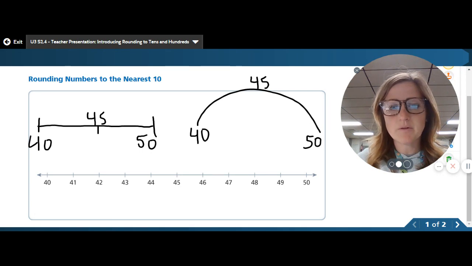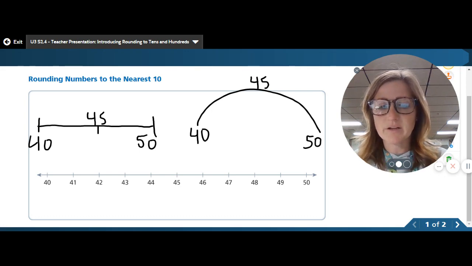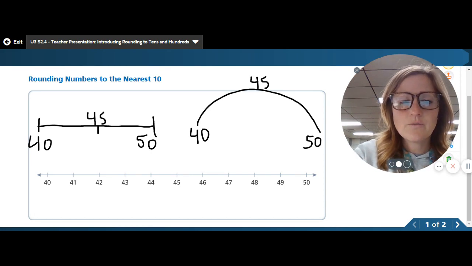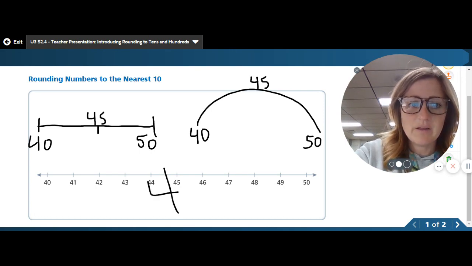So we talk about number lines and what I also call the rounding mountain to help students round numbers well. So this is an example of rounding a number to the nearest 10. So for this example, our special number would be somewhere between 40 and 50. So our special number could have been like 48.